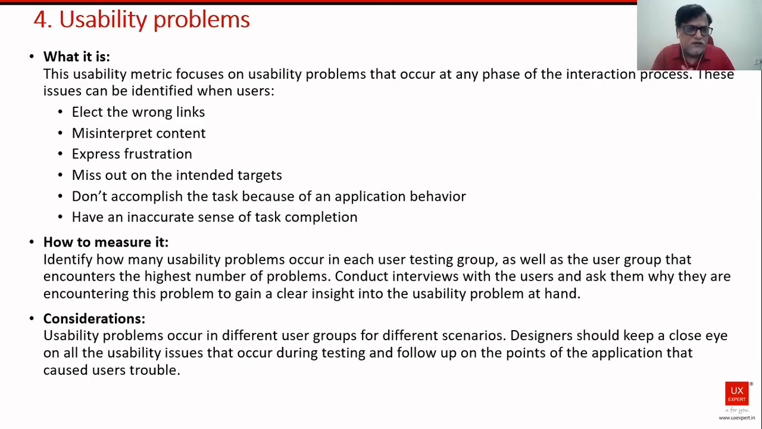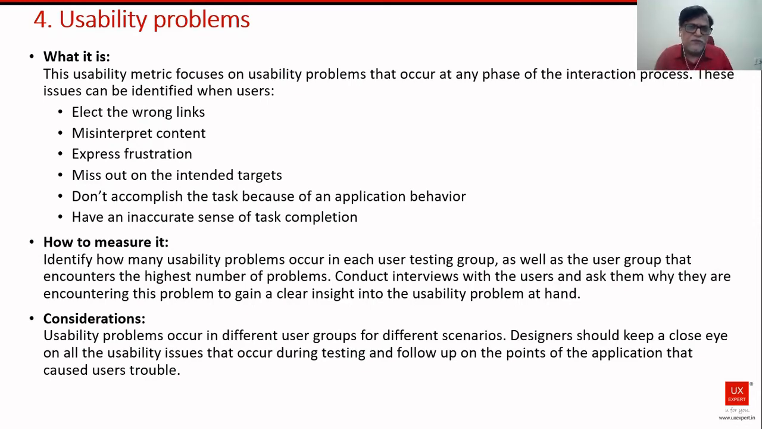Then the fourth is very important. It is the usability problem you have to check. Now for this, obviously you have to test your product for usability with your focus group. Observe what errors they are making, what the completion rate is, and what time they have taken.